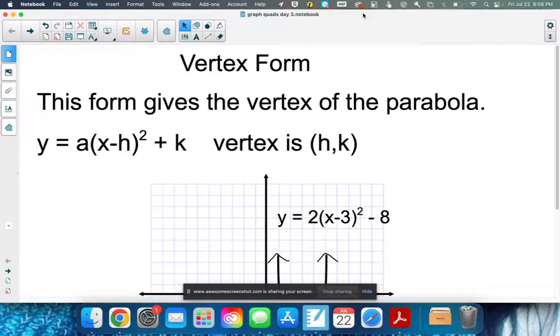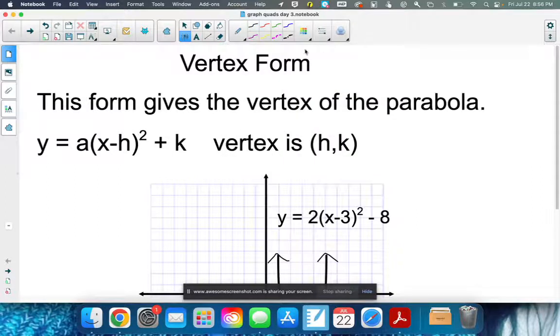Okay, so today we are going to be graphing the vertex form of a quadratic function. So this is our third and last form. We've already covered standard form and intercept form. Okay, so the vertex form actually gives us the vertex of the quadratic. That's why it's called the vertex form.